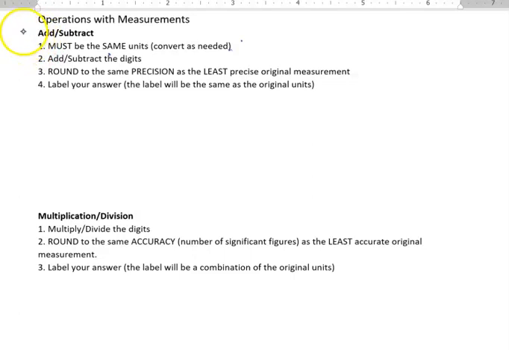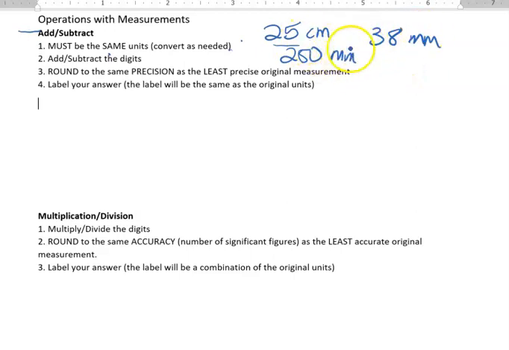So we're going to tackle the ones up top here, adding and subtracting. Rule number one is the units must be the same. They have to be in the same unit of measure. So you may have to do some conversions. If you are trying to add 25 centimeters to 38 millimeters, you either have to convert the centimeters into millimeters or the millimeters into centimeters. It doesn't necessarily matter which one you convert it into, but they have to be in identical units before you can continue. Okay, the next thing is you add and subtract the digits.